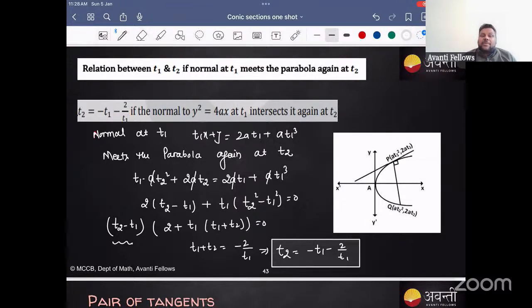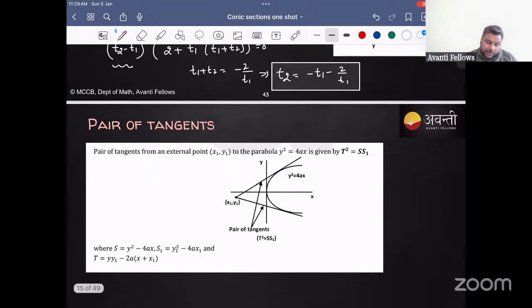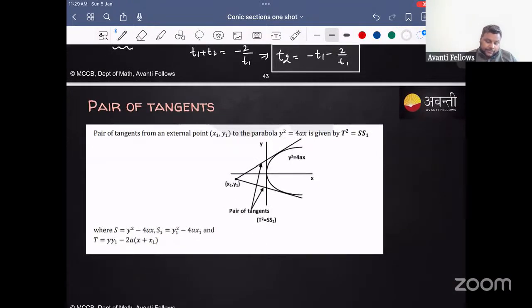This is a very, very important question generally asked in the exams directly. Find the relation between t1 and t2 if the normal at t1 is meeting the parabola again at t2. Got it? Now, the pair of tangents is SS1 equals T square. This is also valid across all the conics.